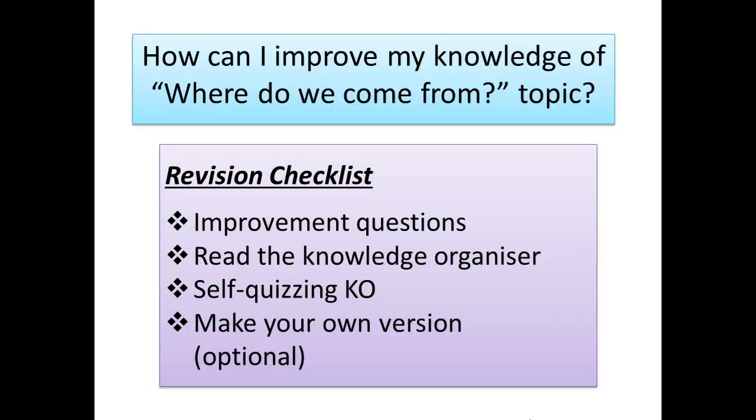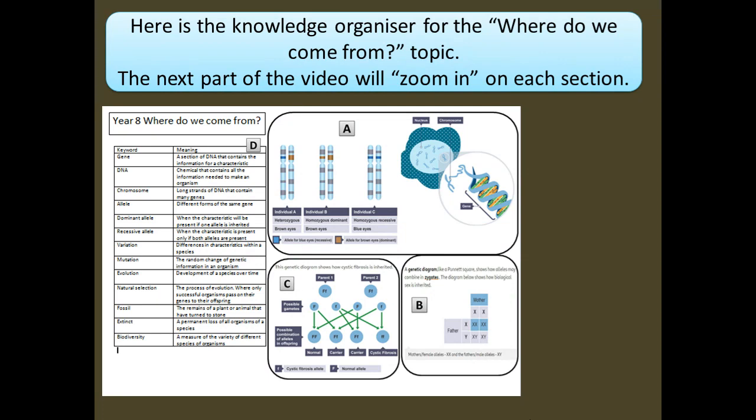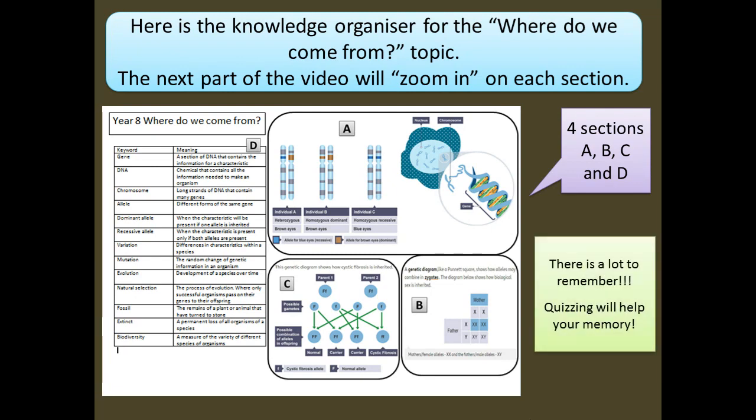Okay, so now back to our checklist. We have just done the improvement questions. Now it's time to use the knowledge organizer to revise the whole topic. This is the knowledge organizer about the "Where do we come from?" topic. The next part of the video will zoom in on each section. We have 4 sections and a lot to remember, so for each section, I prepared a quiz that will help your memory.